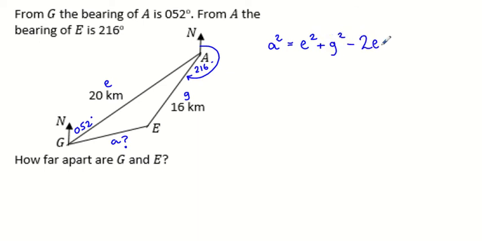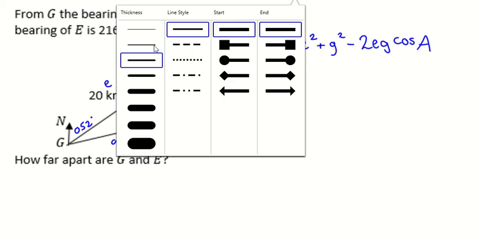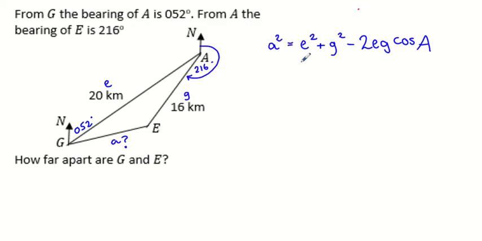minus 2eg cos A. So if you're finding lowercase a, it's the capital A for your angle that you need. Now I'm going to need to substitute in some values here, but as you can see, I don't know what this angle is and I need that for my capital A here. So let's try and figure out what this angle is.